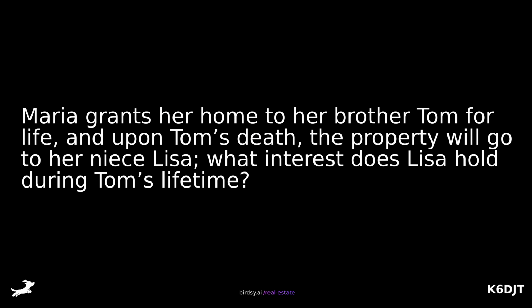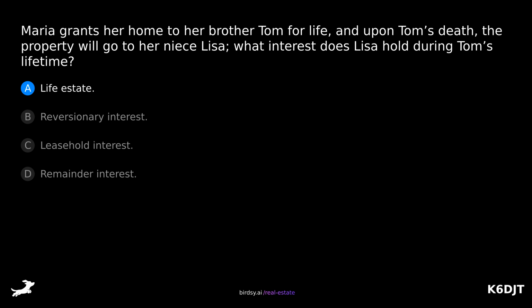Maria grants her home to her brother Tom for life, and upon Tom's death, the property will go to her niece Lisa. What interest does Lisa hold during Tom's lifetime? Is it A, life estate, B, reversionary interest, C, leasehold interest, or D, remainder interest?